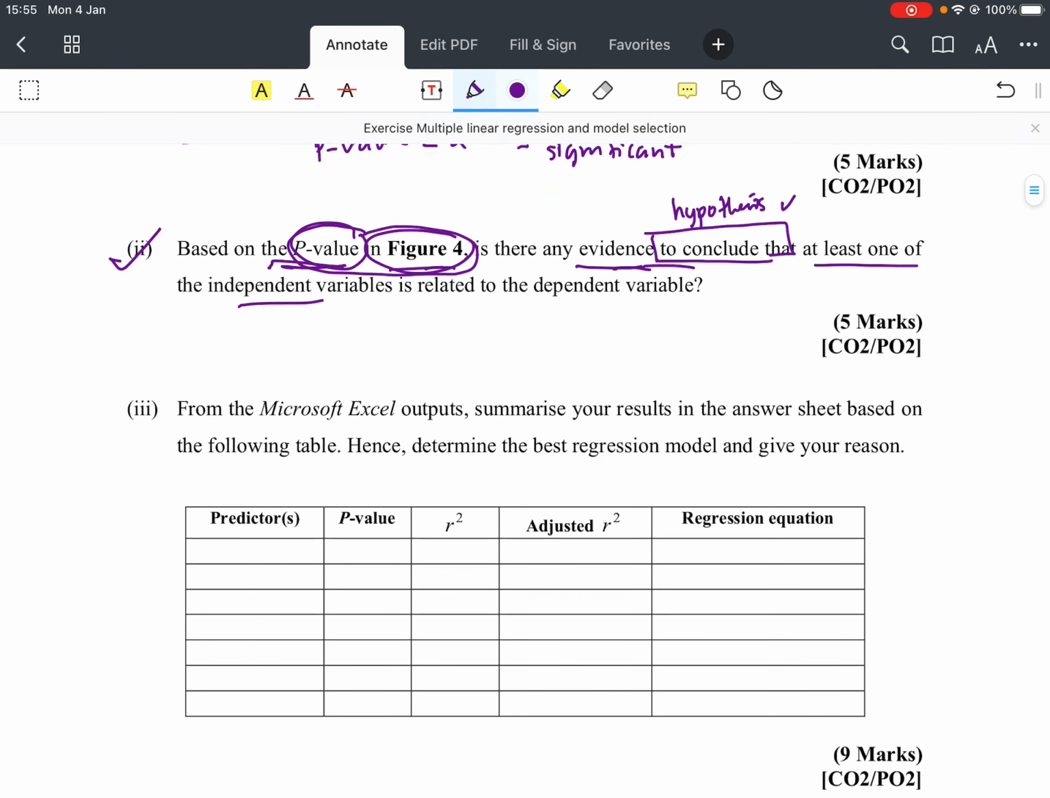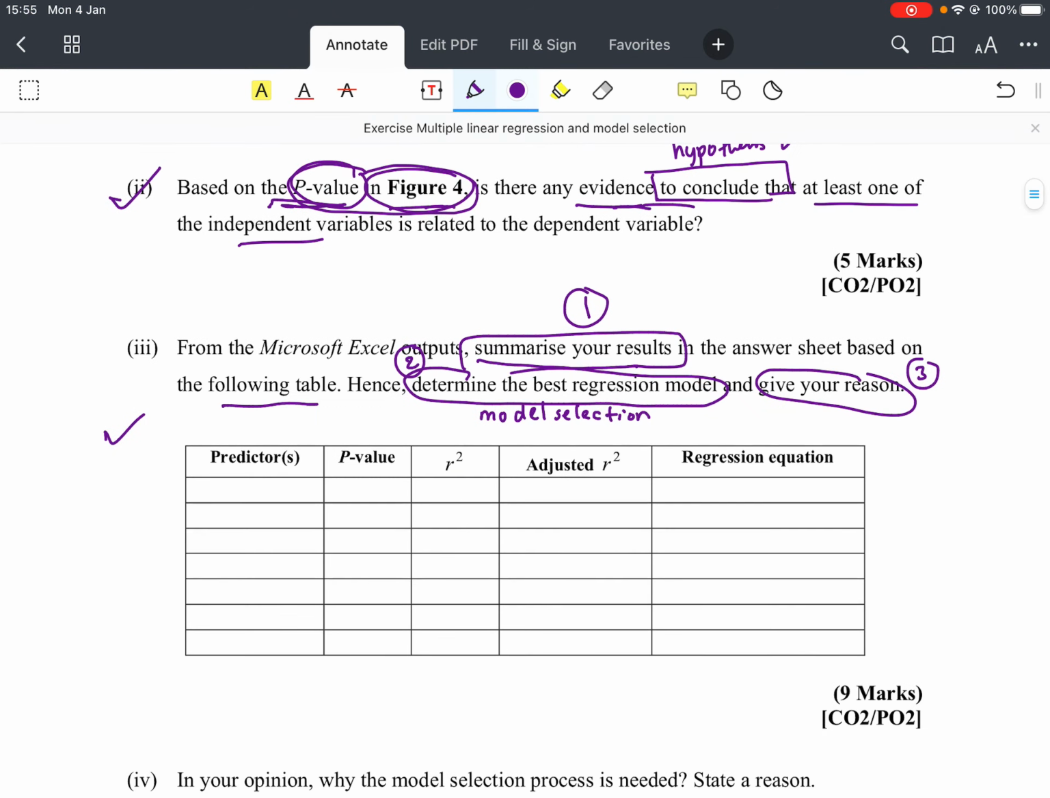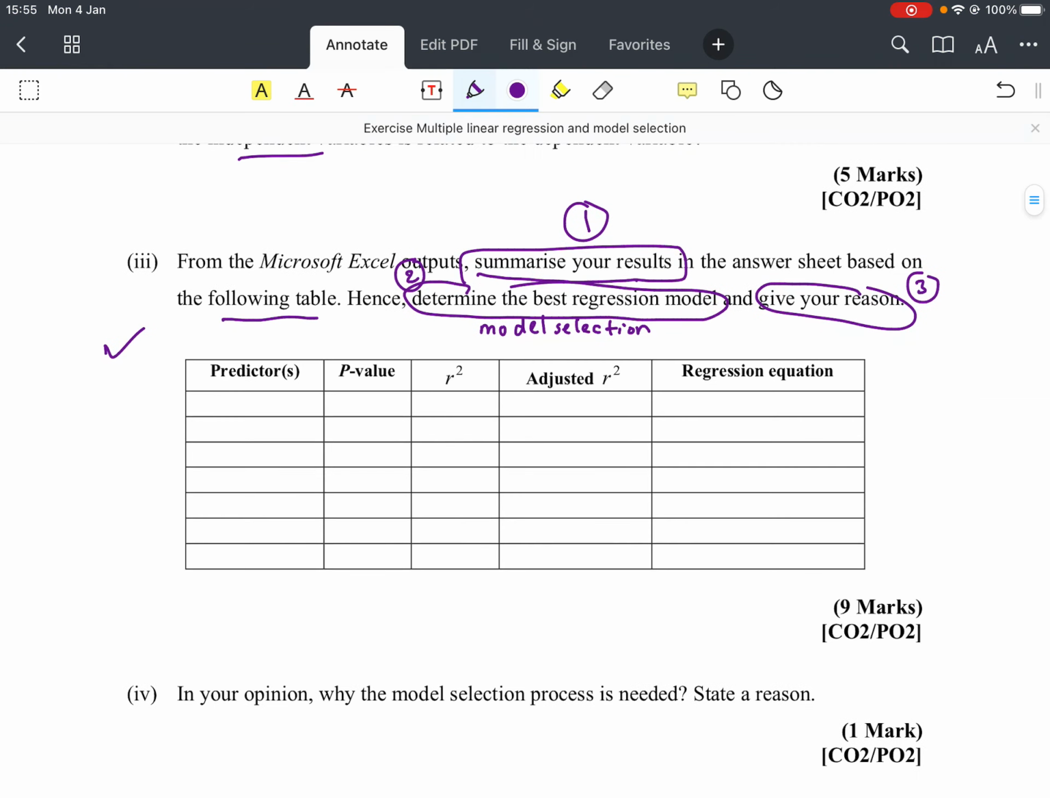Okay, number 3. From the Excel output, summarize your result in the answer sheet based on the following table. So summarize the Excel output in this table. Hence, determine the best regression model and give your reason. First, you need to summarize your result. Number 2, you need to determine the best model using model selection. And then number 3, you have to give the reason why you choose the best model. Okay, we have predictor, p-value, r-square, adjusted r-square, and regression equation. We look at them one by one.